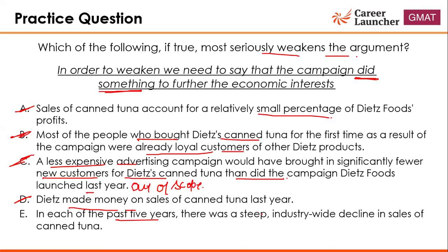In each of the past 5 years there was a steep industry-wide decline. So I really like the words steep and industry-wide. It clearly tells me that when everyone's sales were going down steeply, this company's sales went up. So obviously the campaign did something, because if not for the campaign, forget 12 million, they would have sold 2 million in total, right? So that clearly helps me challenge the point that the campaign did nothing, because as per this, the campaign was definitely helpful.